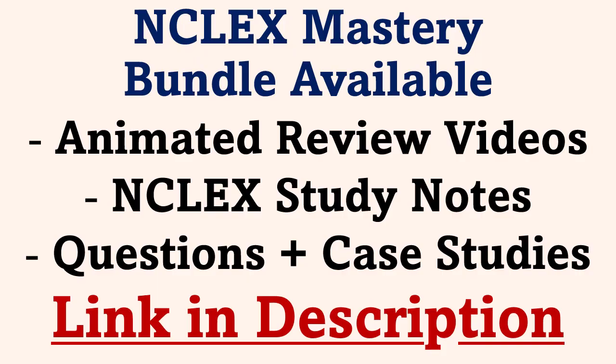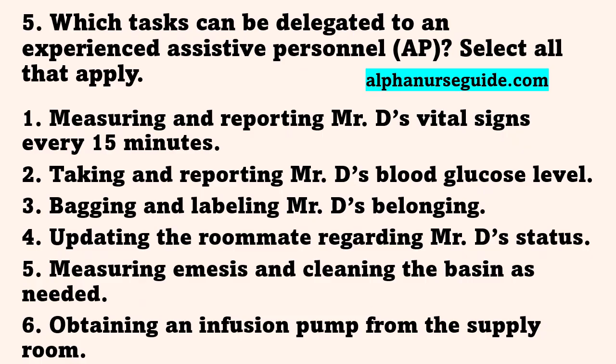Back to the questions. Question 5. Which tasks can be delegated to an experienced assistive personnel? Select all that apply. 1. Measuring and reporting Mr. D's vital signs every 15 minutes. 2. Taking and reporting Mr. D's blood glucose level. 3. Bagging and labeling Mr. D's belongings. 4. Updating the roommate regarding Mr. D's status. 5. Measuring emesis and cleaning the basin as needed. 6. Obtaining an infusion pump from the supply room.